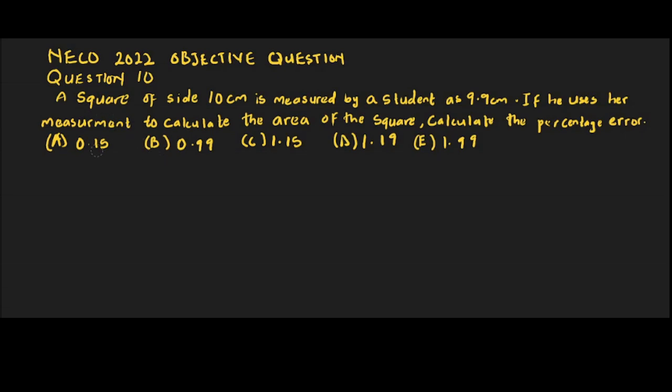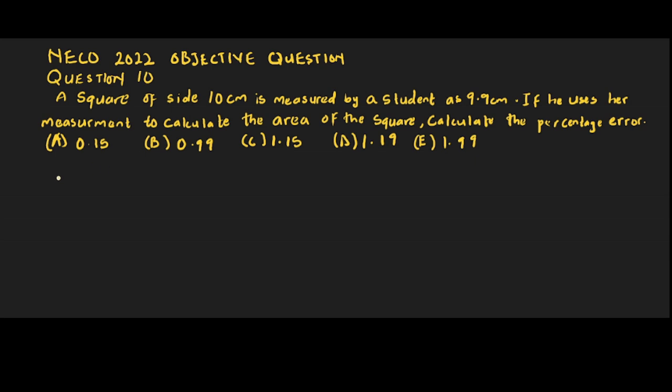Question 10. A square of side 10 centimeter is measured by a student as 9.9 centimeter. If he uses the measurement to calculate the area of the square, calculate the percentage error. Now, let's look at it.